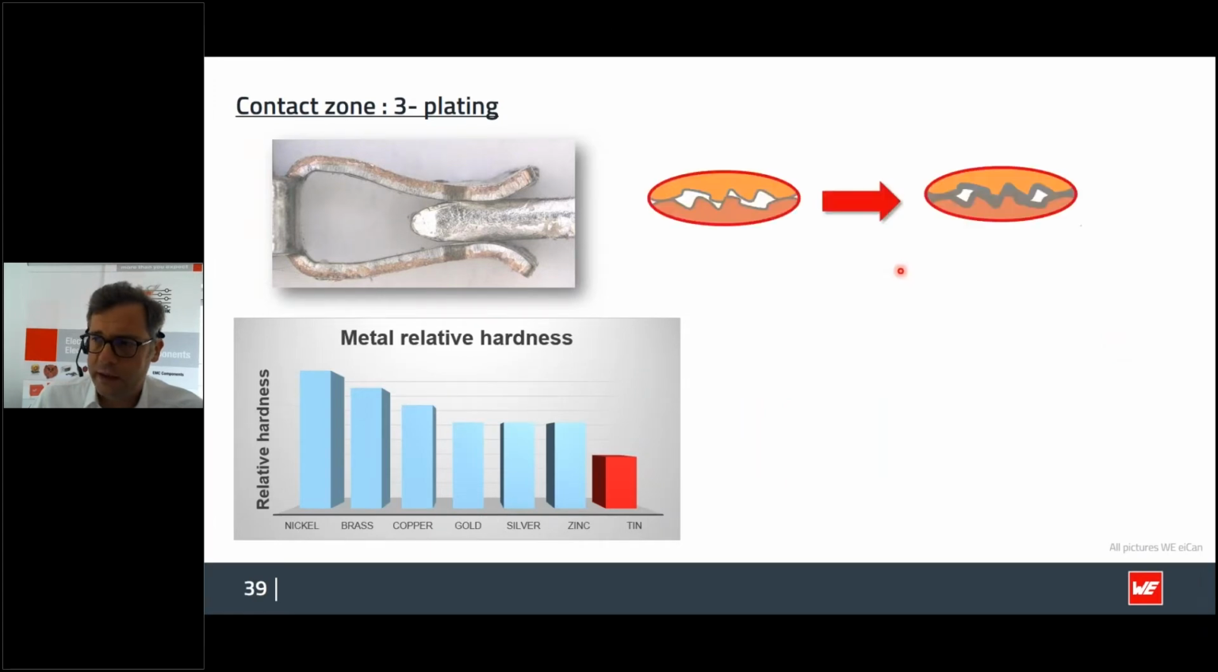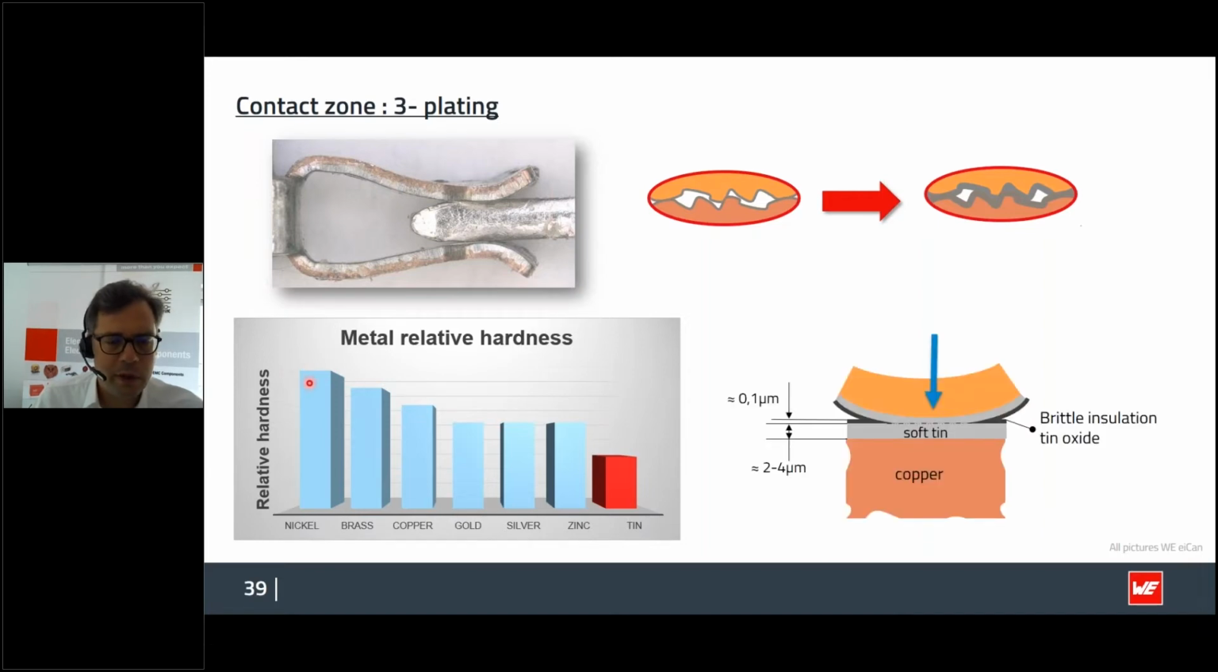About the relative hardness, you can see tin is a very soft material, especially in comparison to gold. It's 50% less hardness in comparison to gold. But if you compare it also with nickel, nickel is used as an underplating. I'll show it on the next slide. It is shown over here.